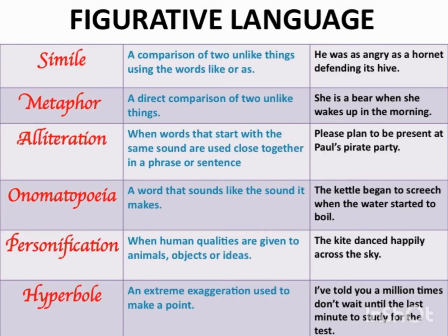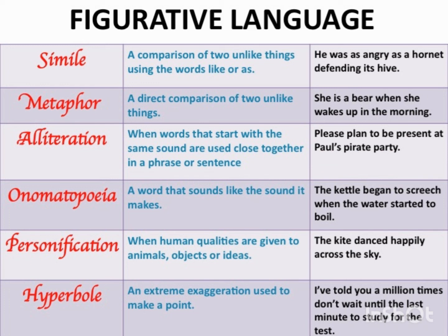So let's have a quick recap. The first one, simile, which is a comparison of two unlike things using the words like or as. For example, he was as angry as a hornet defending its hive. The second one, metaphor, a direct comparison of two unlike things where we do not use like or as. She is a bear when she wakes up in the morning. Third one, alliteration, when words that start with the same sound are used close together in a phrase or sentence. Please plan to be present at Paul's pirate party. Here the consonant sound p is repeating.